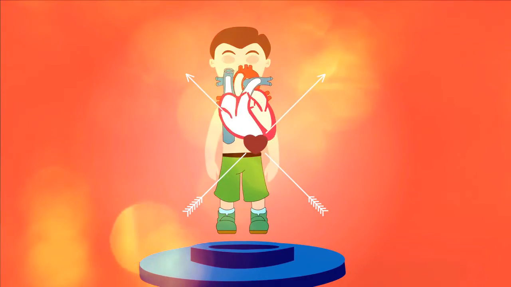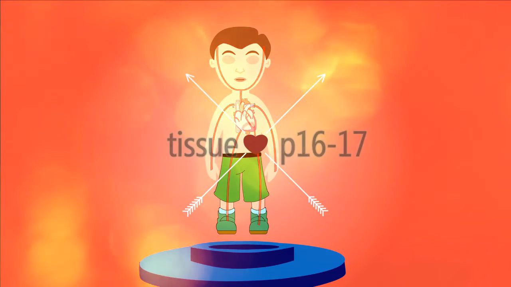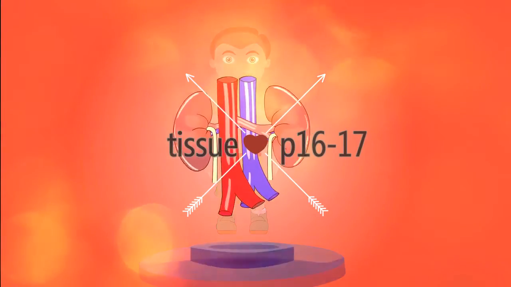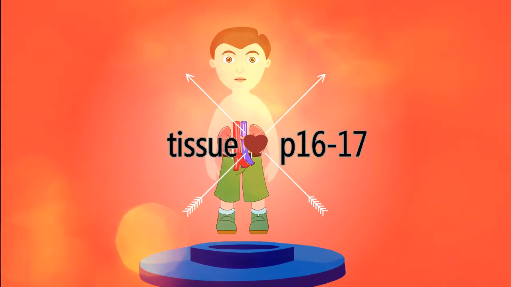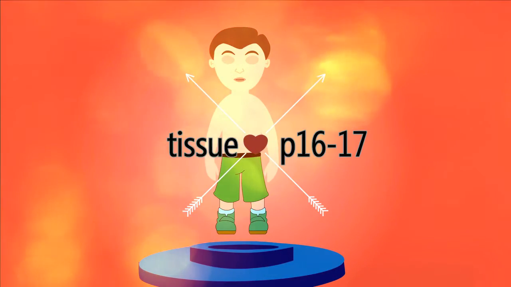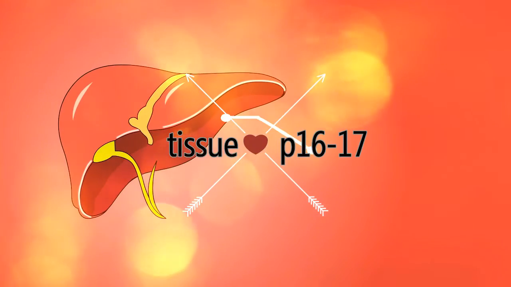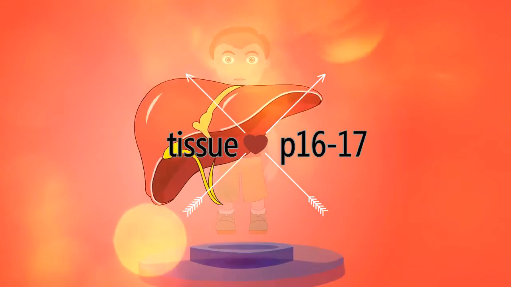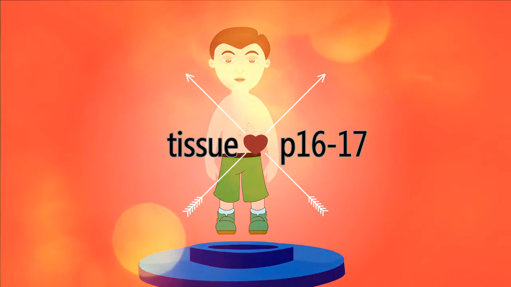Tissue is a group of associated, similarly structured cells that perform specialized functions for the survival of the organism. Tissue means a part of an organ or organism. Tissue is different from organ. Organs are made up of more than one kind of tissue.